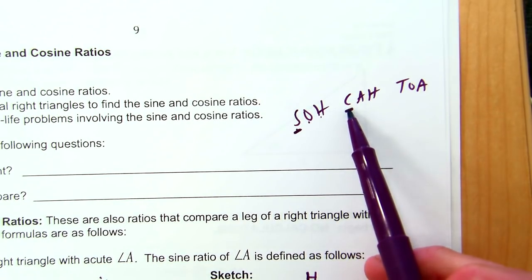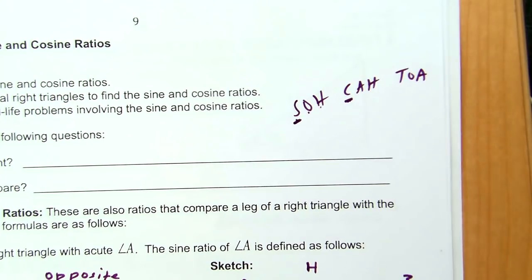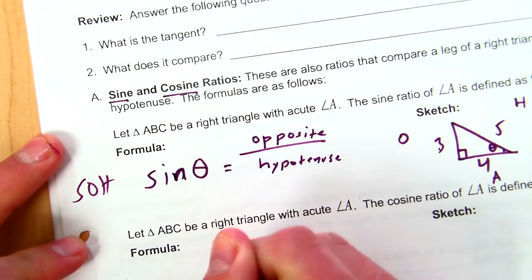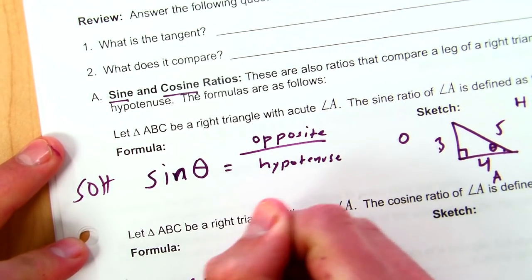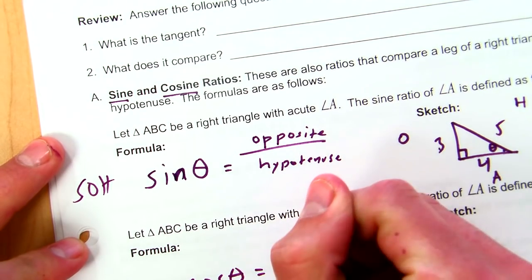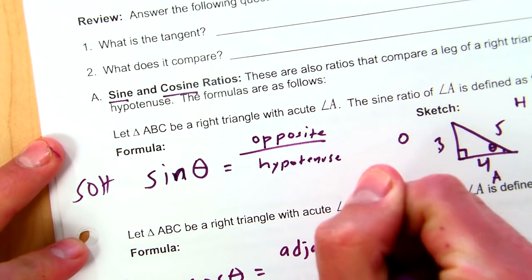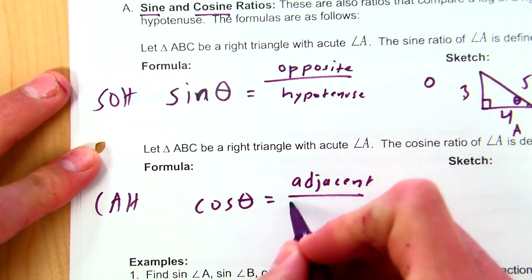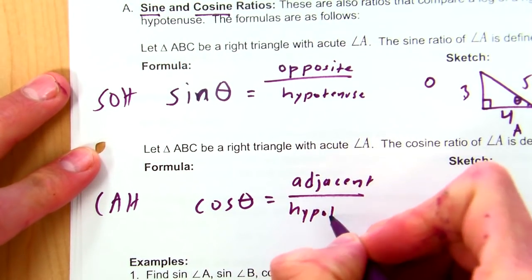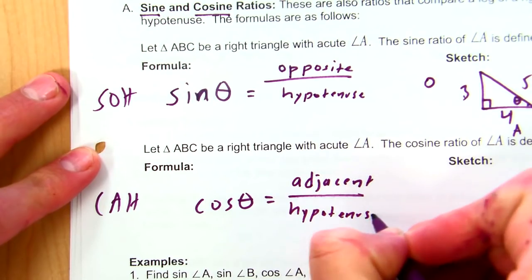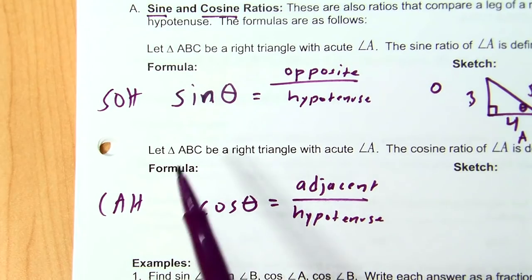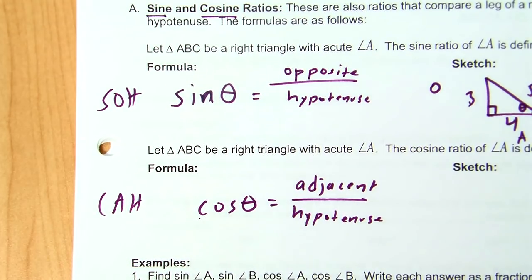And you can probably guess what cosine, C, is going to be. And cosine of theta is equal to not opposite over hypotenuse. This one is going to be adjacent over hypotenuse. This is where the K of SOHCAHTOA comes from. Cosine is adjacent over hypotenuse.